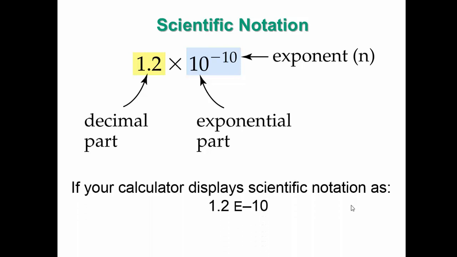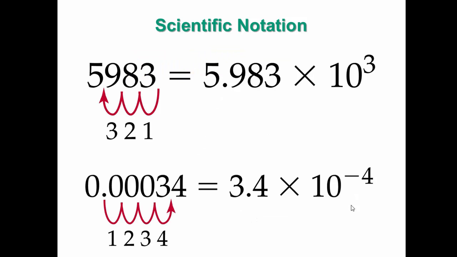Now, when you use a calculator, the way this number would be displayed is 1.2e minus 10. What that simply means is the e says 10 to the power of minus 10. Now, what we're asking you to do is to not use the e, but simply write it as scientific notation as we know it.